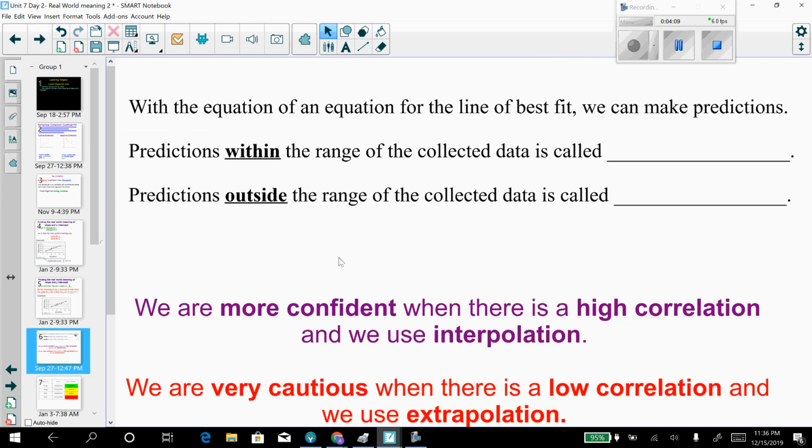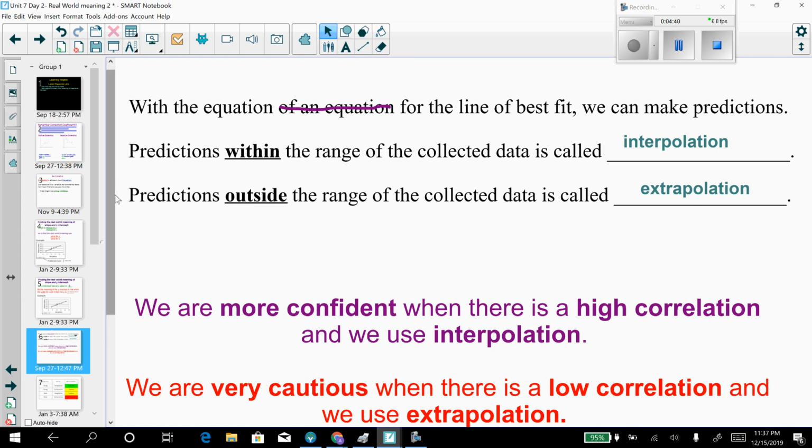So with the equation for the line of best fit, we can make predictions. Predictions within the range of collected data is called interpolation, and predictions outside the range of the collected data is called extrapolation. So you need to know these words. Interpolation means within the data set. Extrapolation means outside of the data set.